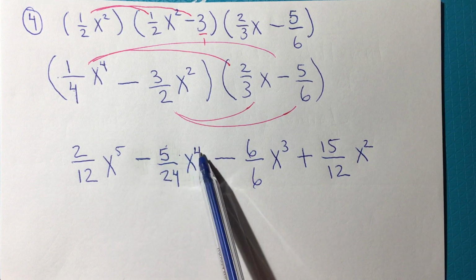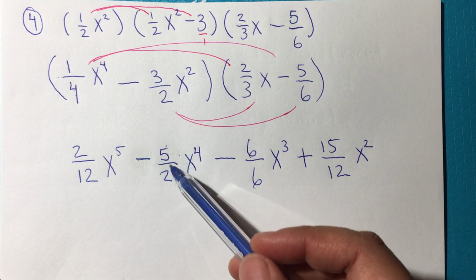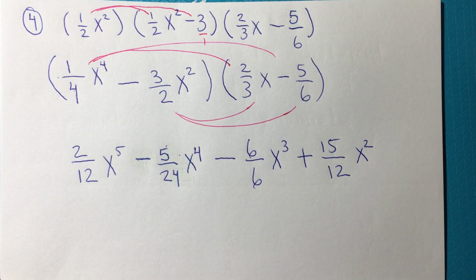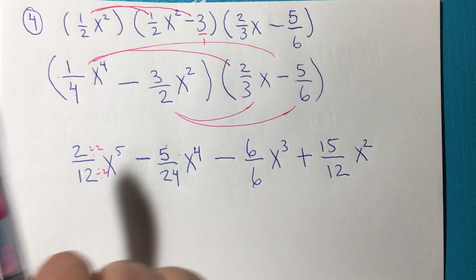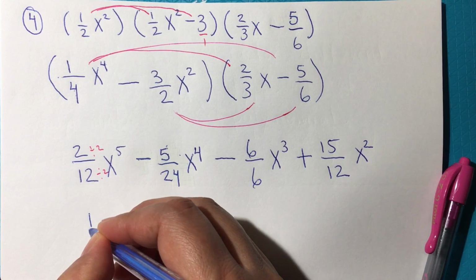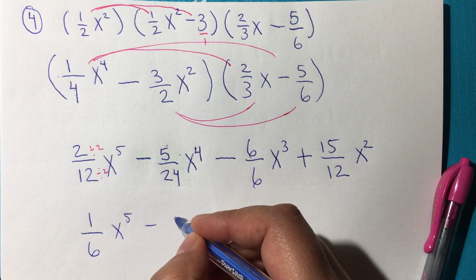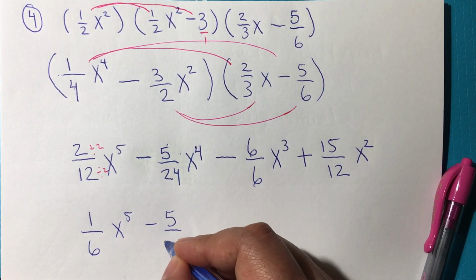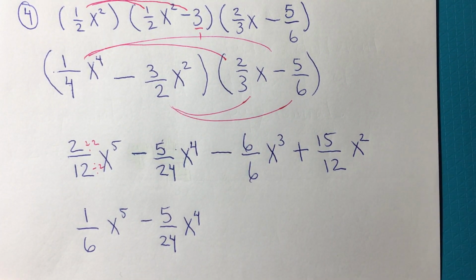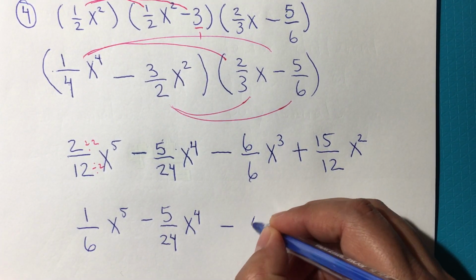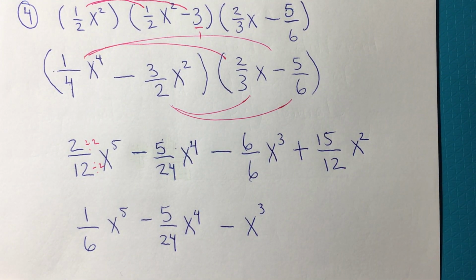As you can see, all the exponents are different, so we don't have any like terms. However, what we can do is simplify each fraction. For example, the first one can be divided by 2. And so it will be 1/6 of x to the 5th. And here we cannot simplify anything, so it's just going to be negative 5/24 of x to the 4th. 6 divided by 6 is going to be negative 1 x to the 3rd, but we don't need to put the 1. And then these are both divisible by 3.